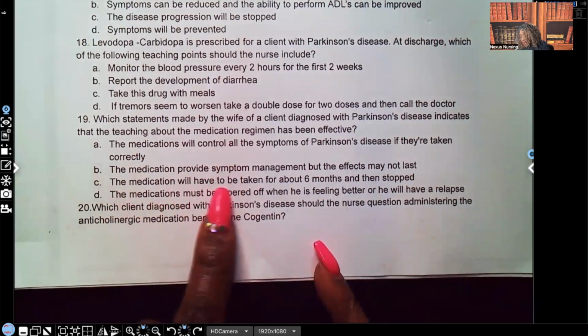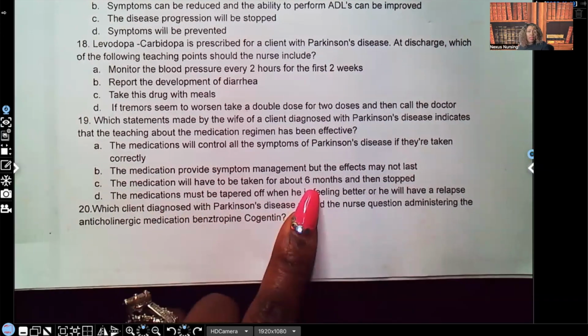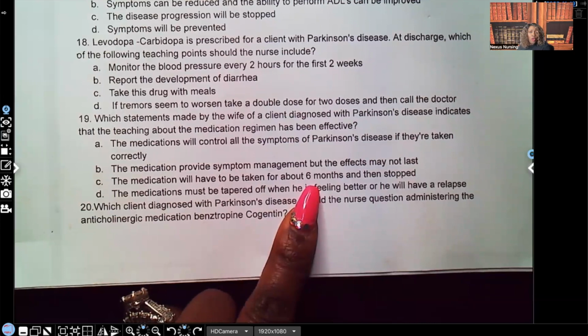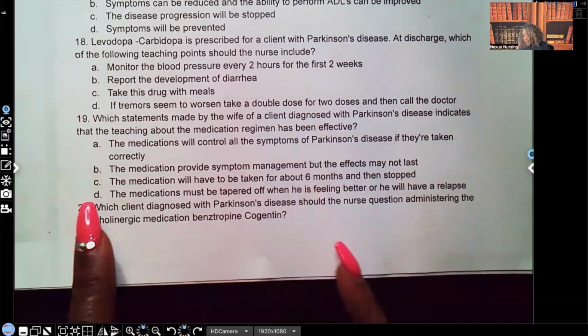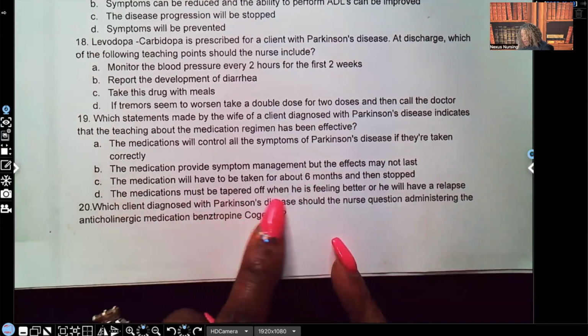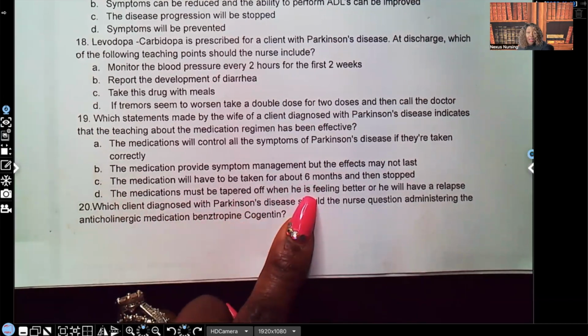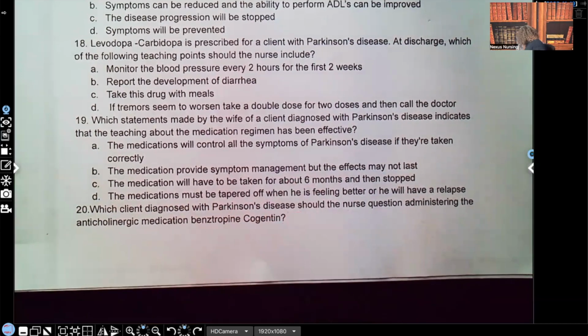C, the medication will have to be taken for about 6 months and stopped. Why? There's no cure. Why would you stop this medication? Absolutely not. Choice D, the medication must be tapered off when the patient's feeling better. Guess what's going to happen? Those symptoms are going to come right back. Absolutely not. All right, let's look in the book.